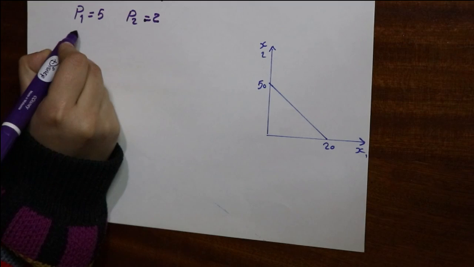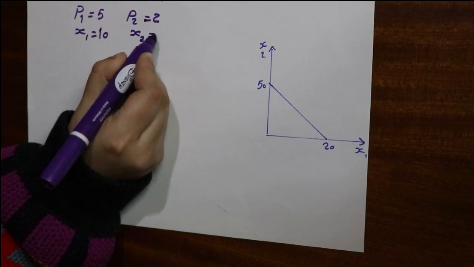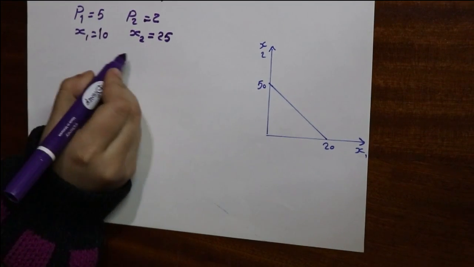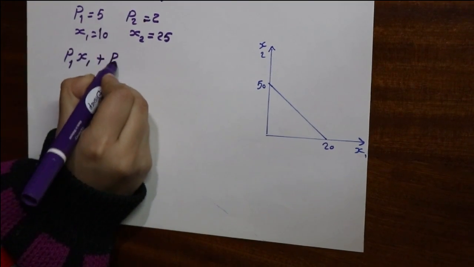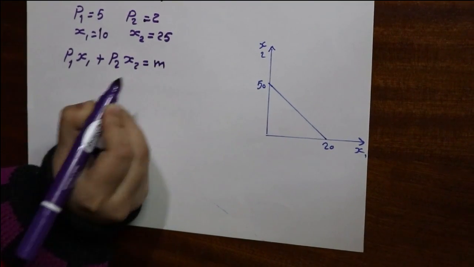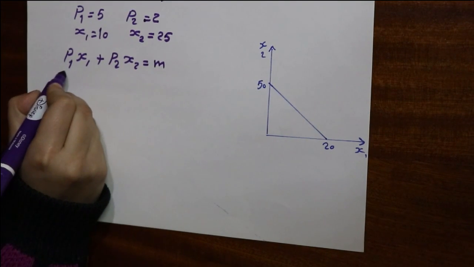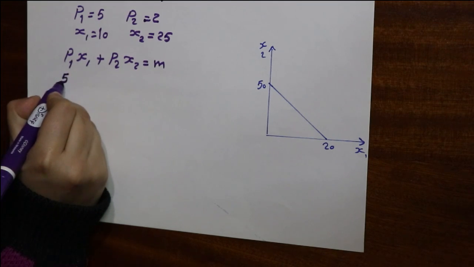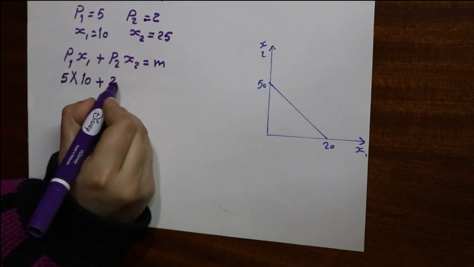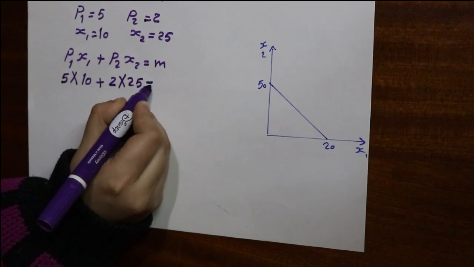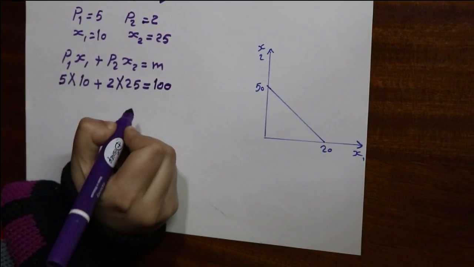If I decide to consume 10 units of x1 and 25 units of x2, we will set the budget constraint equation, which is b1 x1 plus b2 x2 equals m. First, we put b1 equals 5, x1 equals 10, b2 equals 2, x2 equals 25. We solve this equation and get m equals 100.